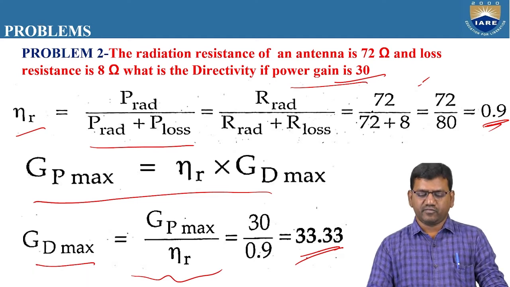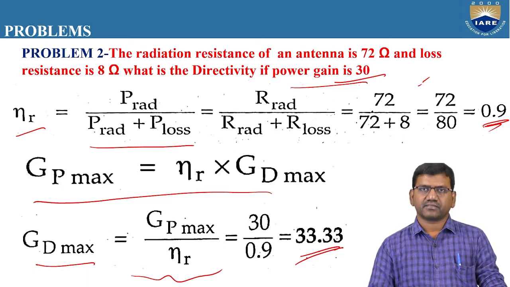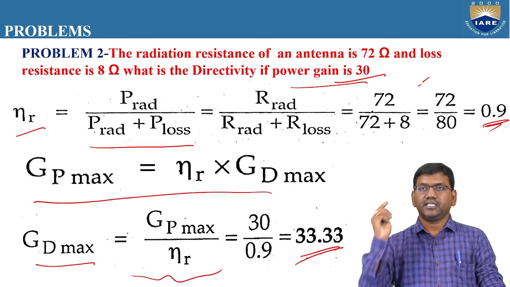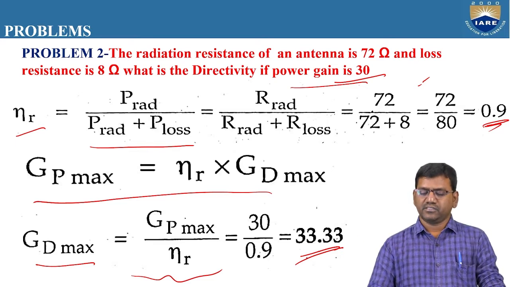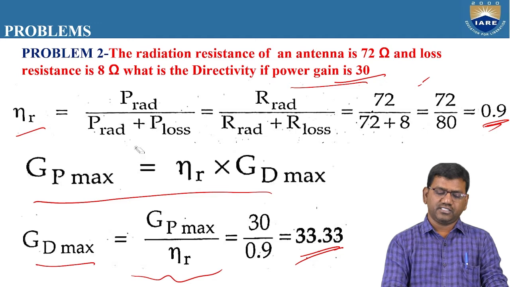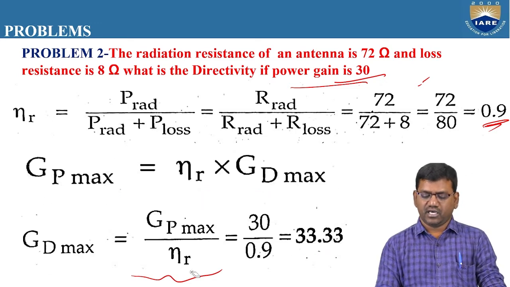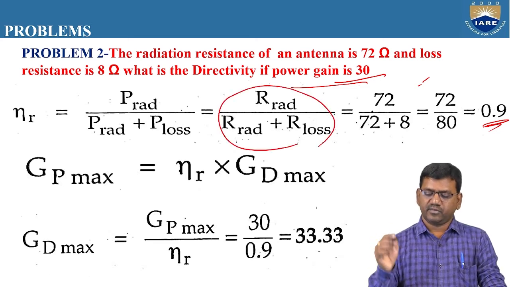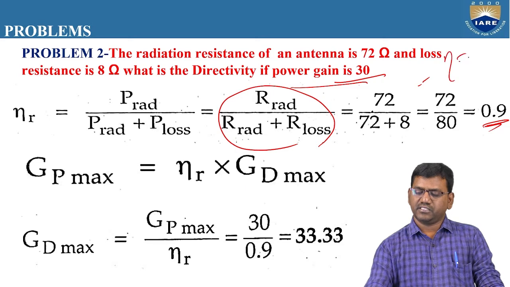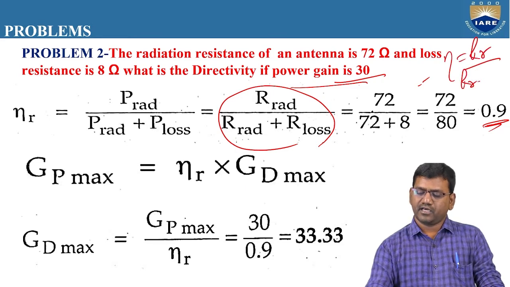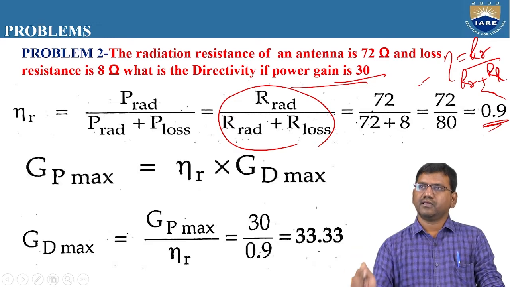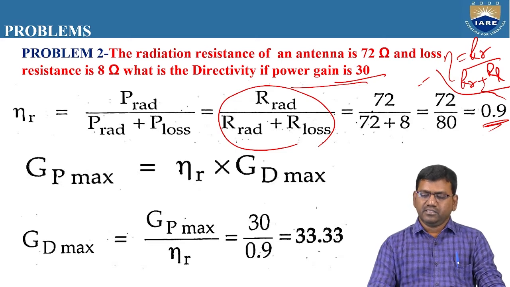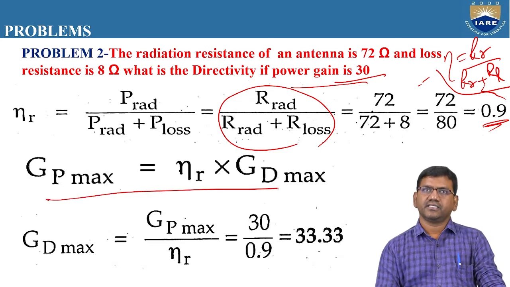So this is a very simple problem to find the efficiency and the directivity if the power gain is given. In the given data, the radiation resistance and the loss resistance are also given, so we have direct formulas to find the efficiency. Instead of remembering a long expression, you simply write eta is equal to RR by RR plus RL. This is very simple to remember. From this eta, we will calculate GD max.